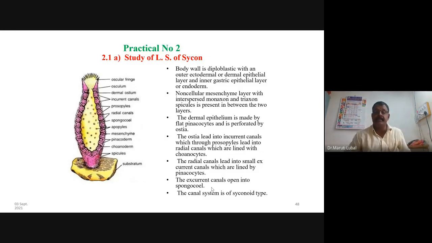The dermal epithelium is made by flat pinacocytes and is perforated by the ostia. The ostia lead into the incurrent canal, which leads through the prosopyle. Then it leads into the radial canals, which are lined with the choanocytes. The radial canals lead into the small excurrent canals, which are lined by the pinacocytes. The excurrent canal opens into the spongocoel, and the canal system of Sycon is syconoid type.